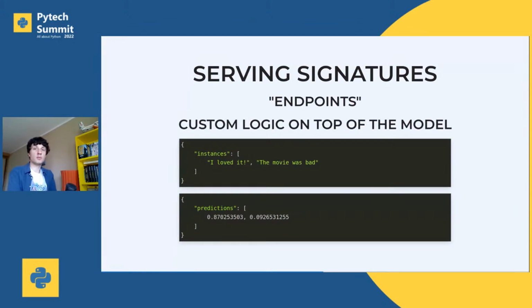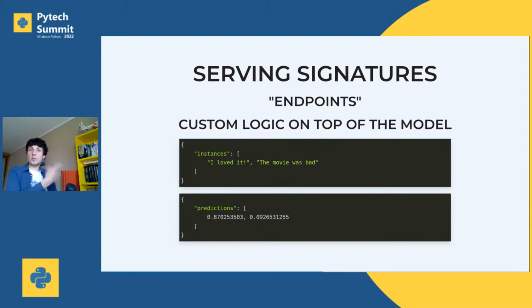What are those serving signatures? The best metaphor is they are endpoints for the model. They enable us to provide custom logic on top of the model. So imagine that we are doing the sentiment analysis problem, right? What is the easiest API that we can give to end users to use our model? Well, the easiest would be if we were able to provide a flat list of texts and we would get back a flat list of predictions.